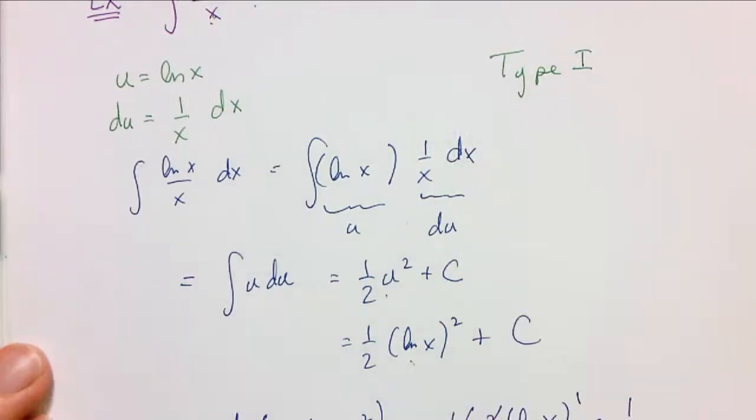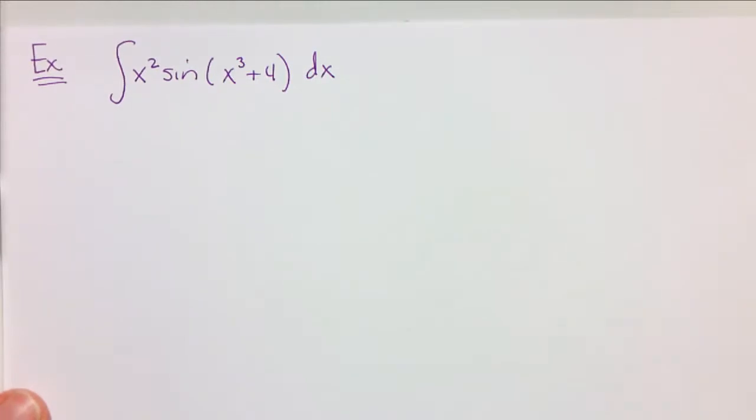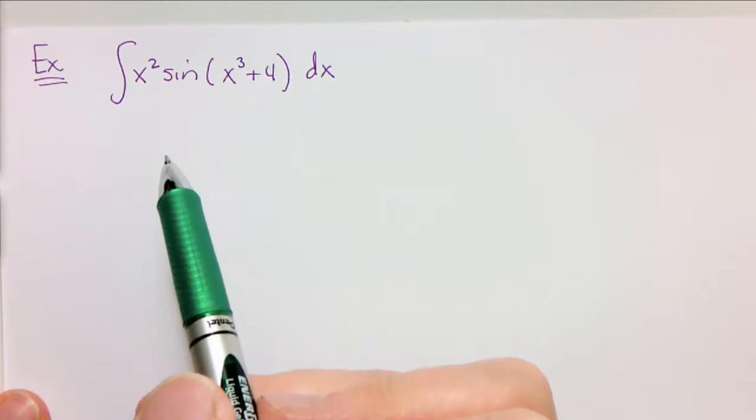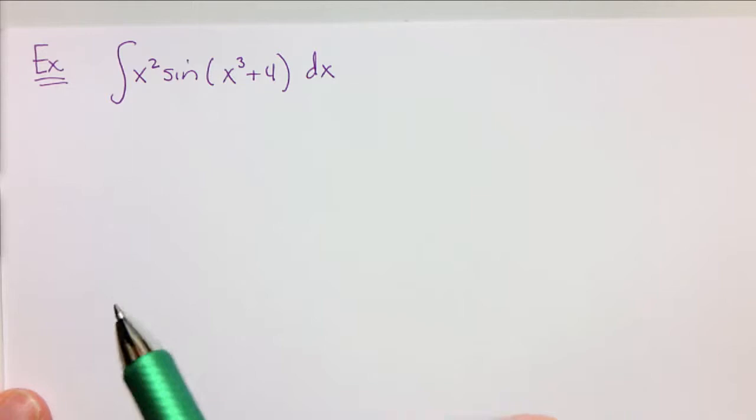Right, now we're going to move on to the next level of difficulty, which I'll call type 2. Type 2 substitution is when you make the substitution and then you find the differential, and the differential doesn't quite match what you had. All right, so let's try it here.